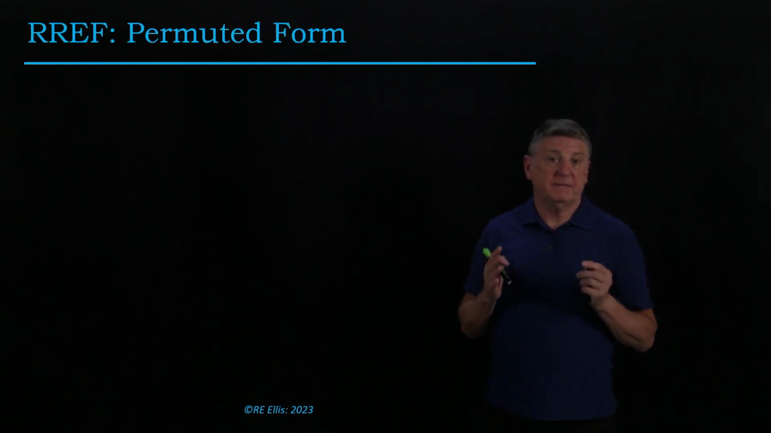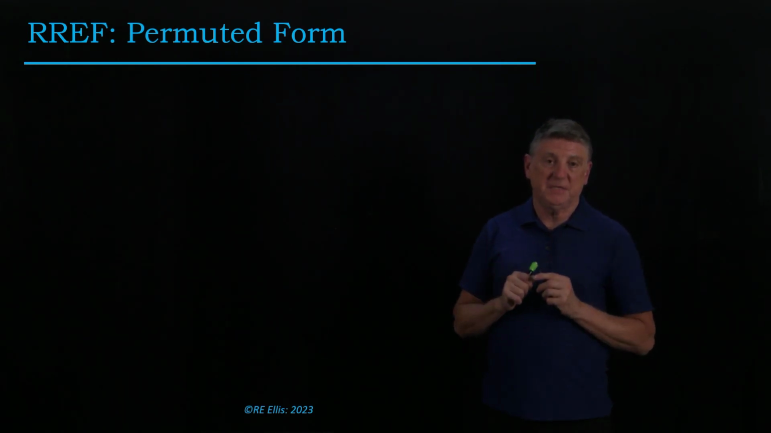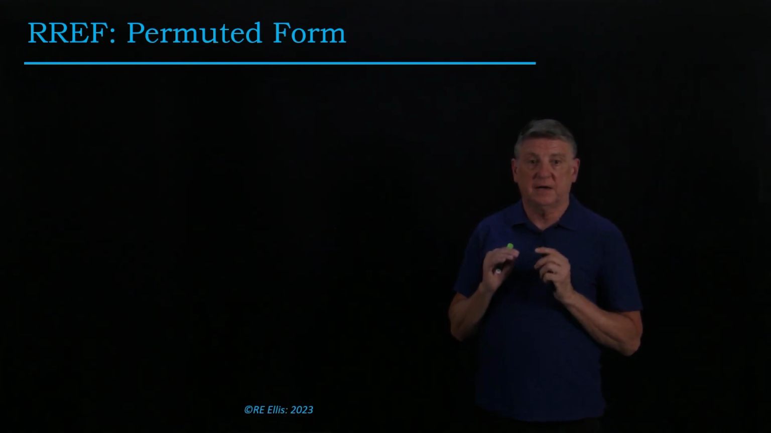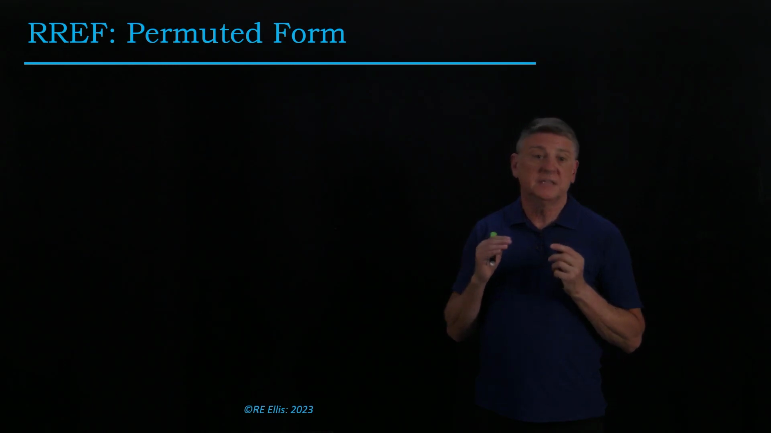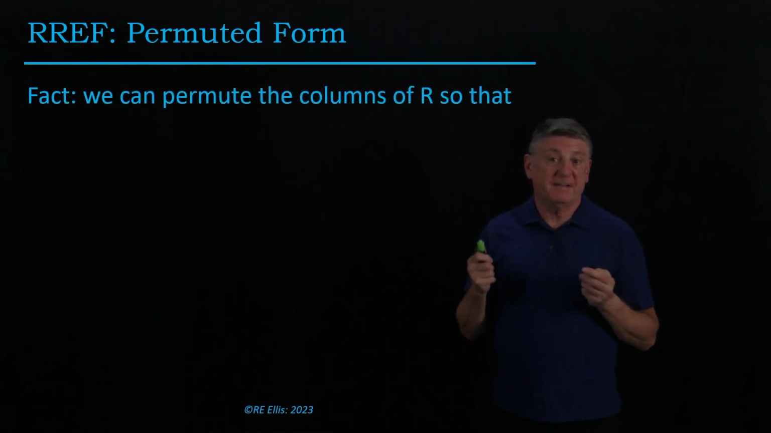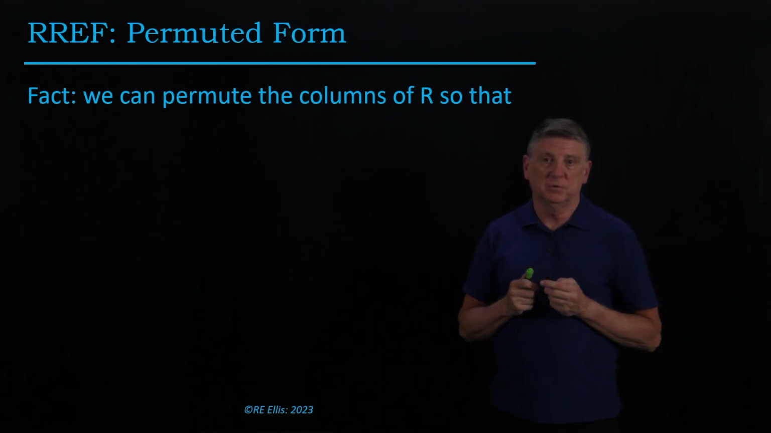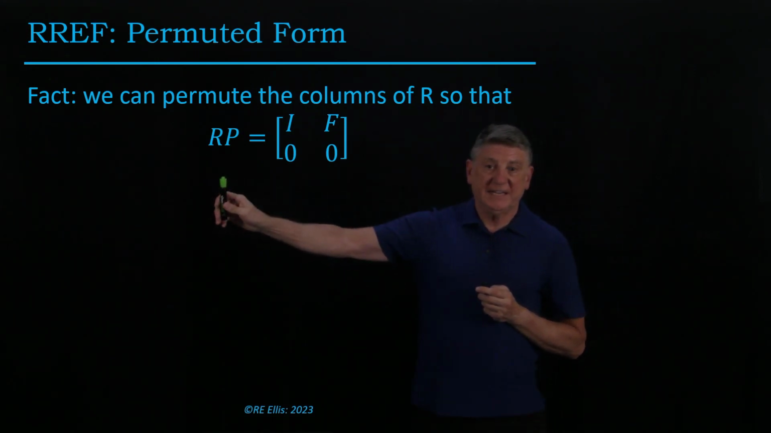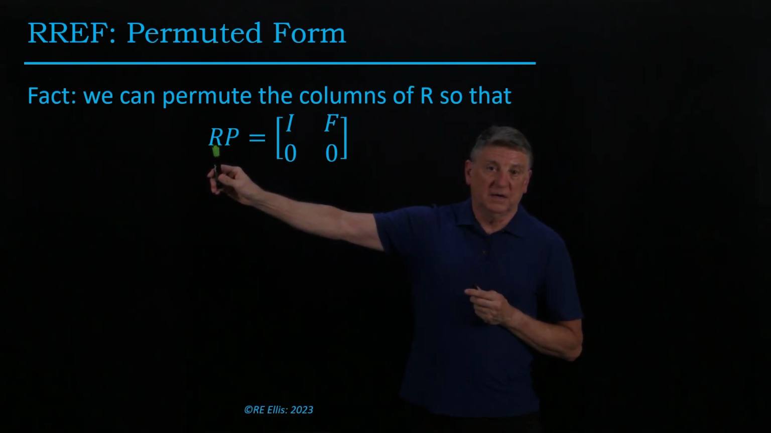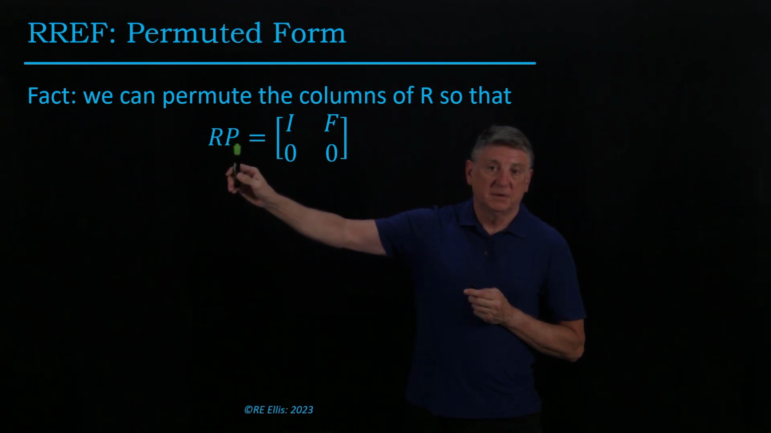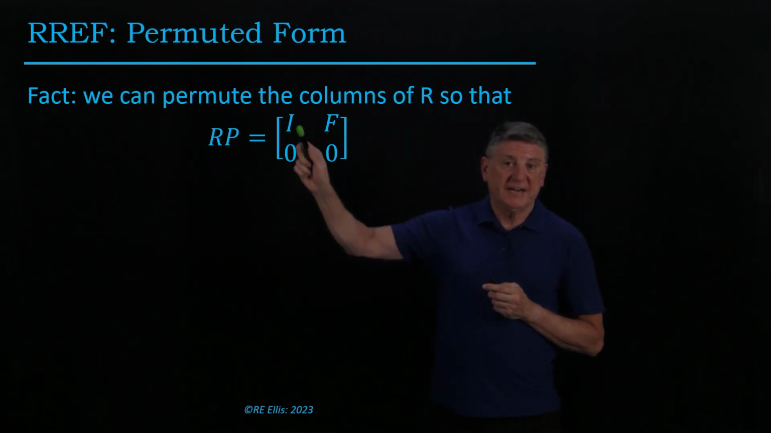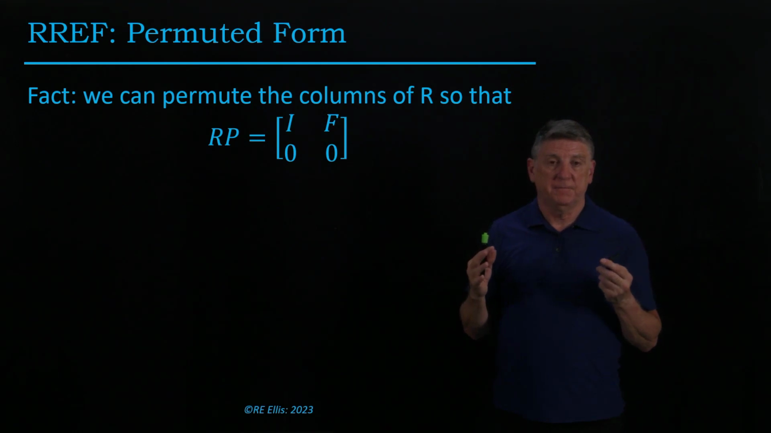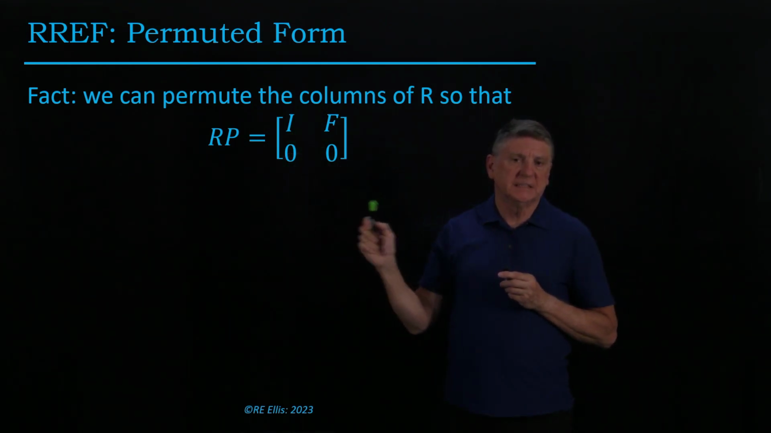Now, the RREF has a permuted form. This is deep detail that you probably don't need to know to proceed in the courses that I teach, but this is cool stuff. A fact, another thing that's true that I'm not going to prove, is we can permute the columns of the RREF so that it can be represented as the identity matrix and a matrix that we're just going to call F. Now, this identity comes from this leading ones stuff.